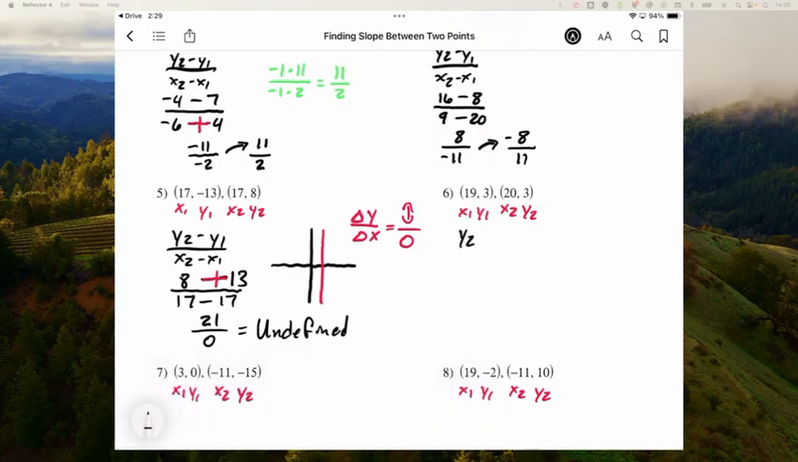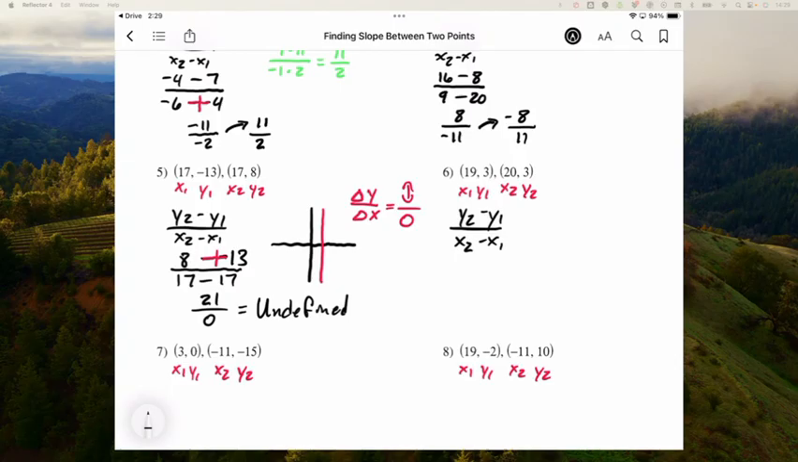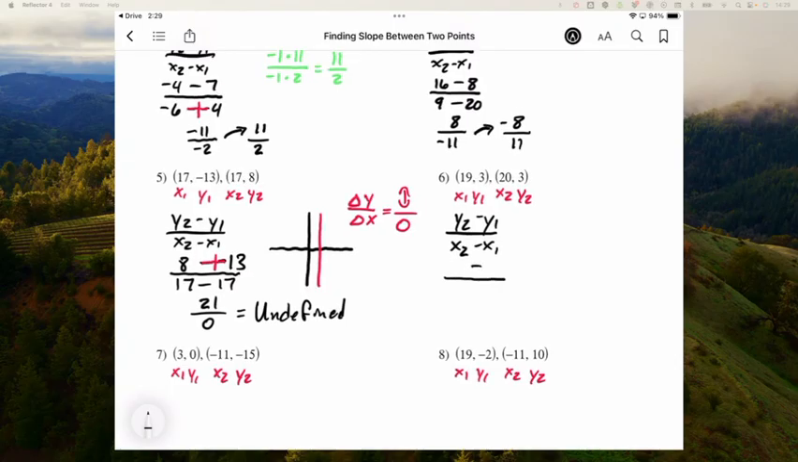Moving on, you're almost never going to see an undefined slope, by the way. It's very uncommon, but it is important to understand that that exists. For our template with our minus signs, y2 is 3, y1 is 3, x2 is 20, x1 is 19. 3 minus 3 is 0, 20 minus 19 is 1. We can divide a 0 by 1, and the answer is 0. So this one is going to be unique, just like number 5. This is going to have no slope.